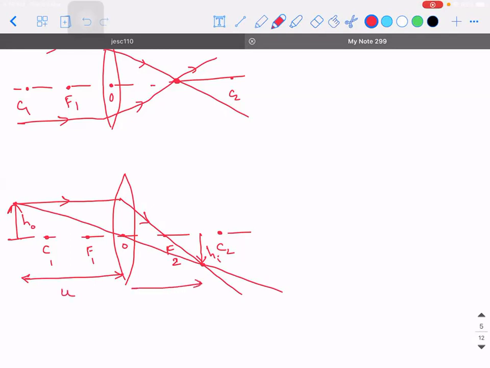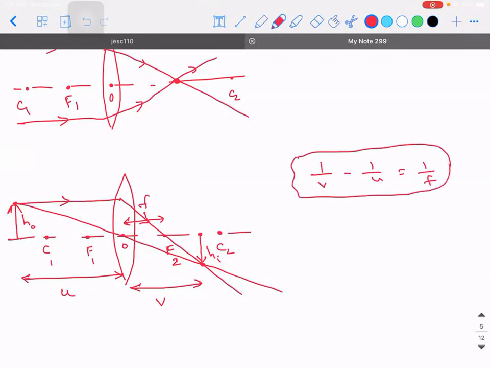Object distance. The distance between the optical center and the foot of the image is what we call the image distance, right? Next is, this is called as the focal length of the lens. So what is the relation between all these 3 points? 1 by V minus 1 by U is equal to 1 by F.